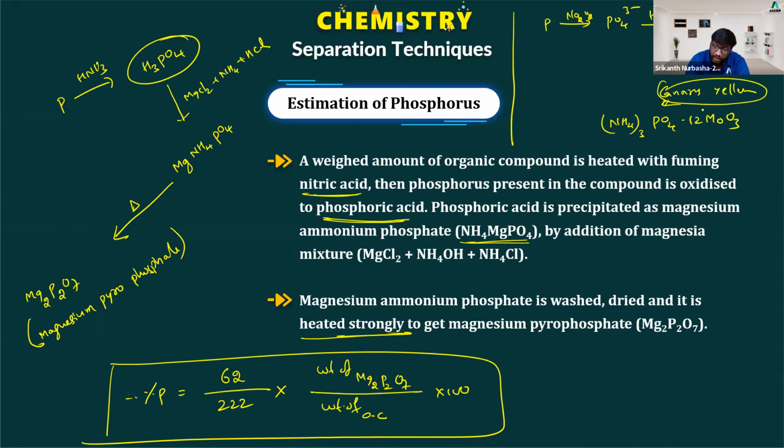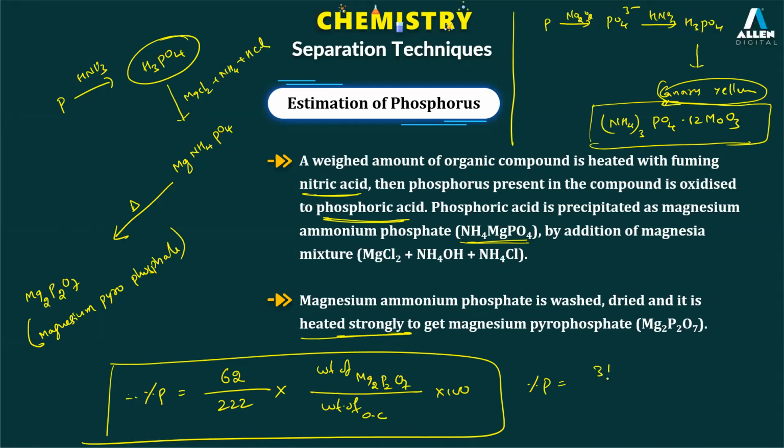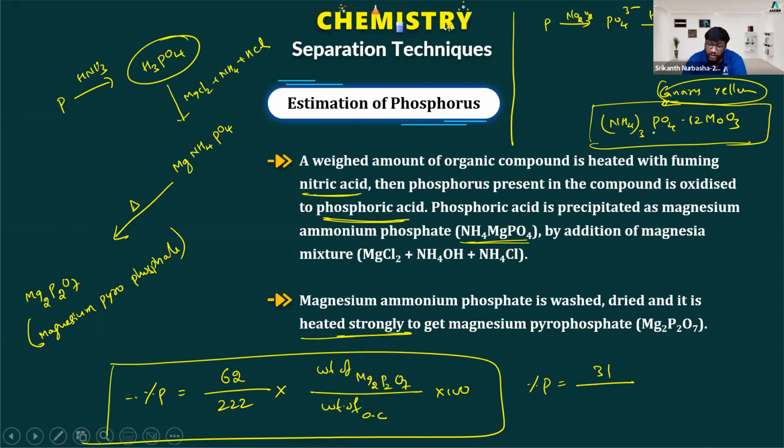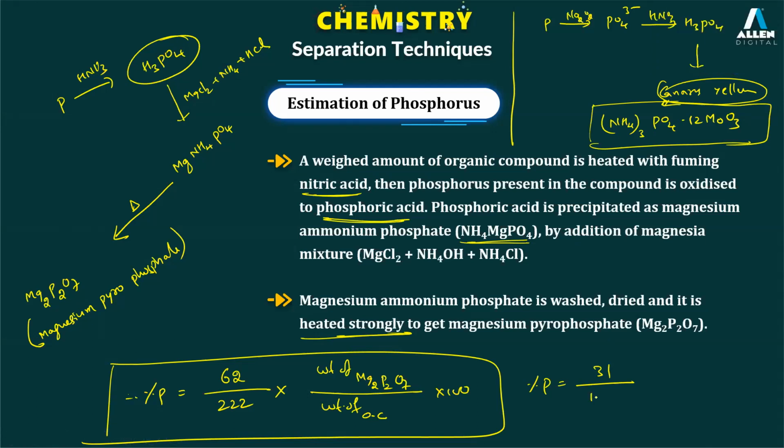Now try to estimate the percentage of phosphorus from this. Using the canary yellow precipitate also we can estimate, right? So the percentage of phosphorus in (NH4)3PO4.12MoO3: how many phosphorus atoms are there? Only one atom. So 31, the atomic weight, divided by the total molecular weight of this compound. You have to find out, which will be some 1877.